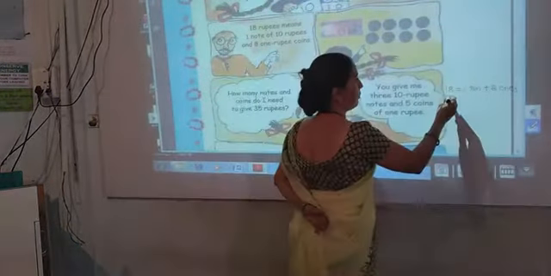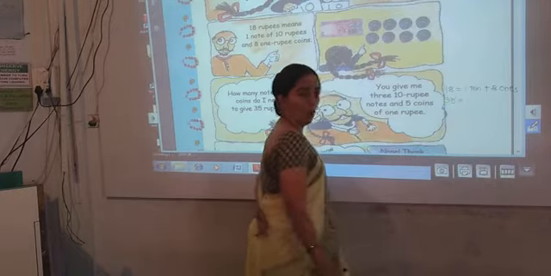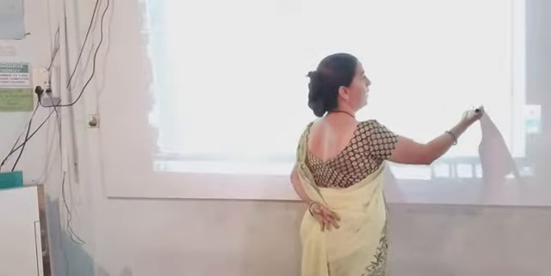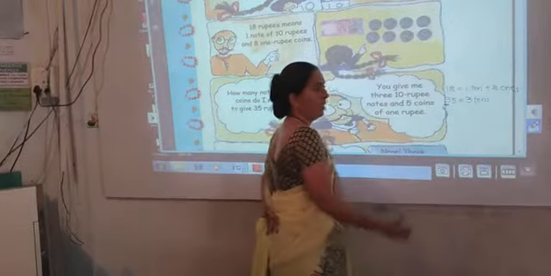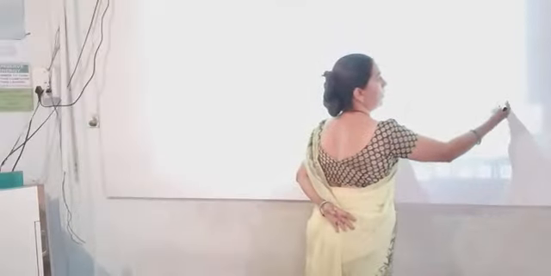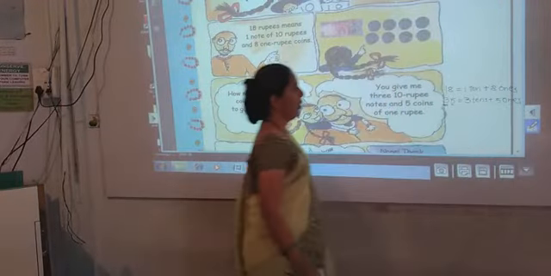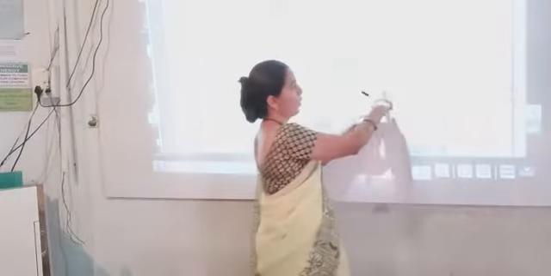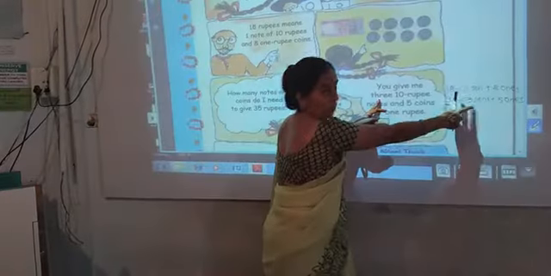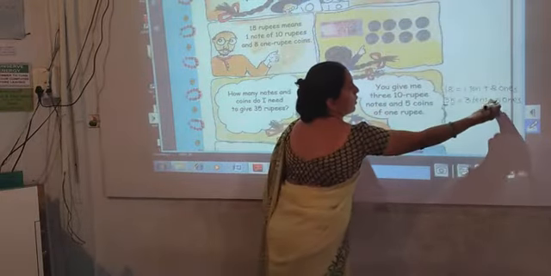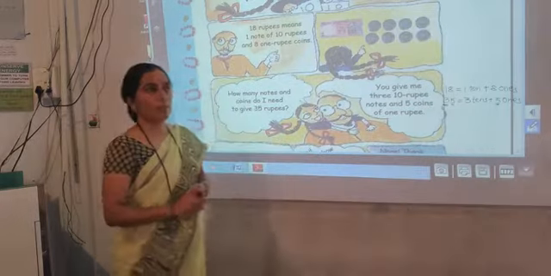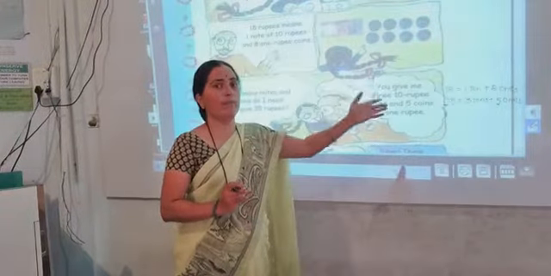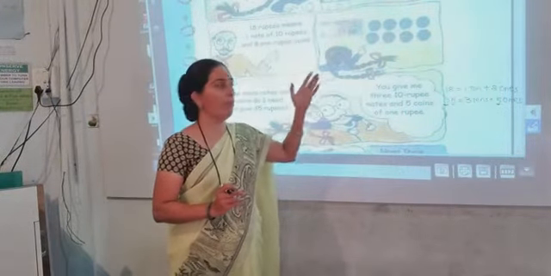So we know that 35 is equal to, how many tens are there in 35? In 35 there are 3 tens. And how many ones are there? 5 ones. So Uncle says, you give me 3 10 rupee notes and 5 coins of 1 rupee. So to make 35 rupees, we need 3 notes of 10 rupees and 5 coins of 1 rupee.